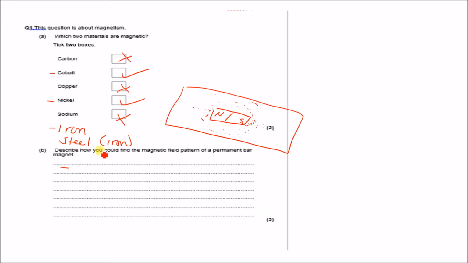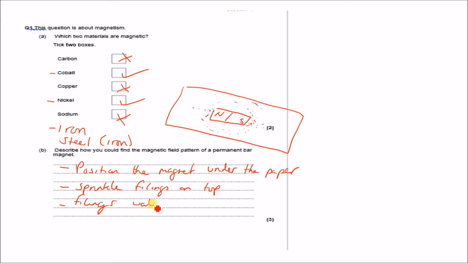Well, the first thing, so let's talk about how you do that. So you'd position the magnet under the paper, sprinkle filings on top, and then the filings would align on the paper in the position of the field.